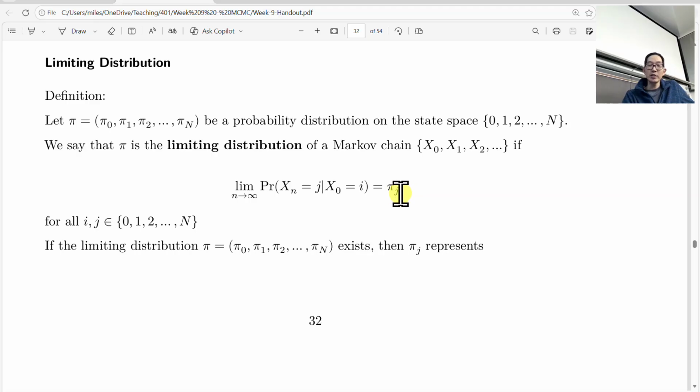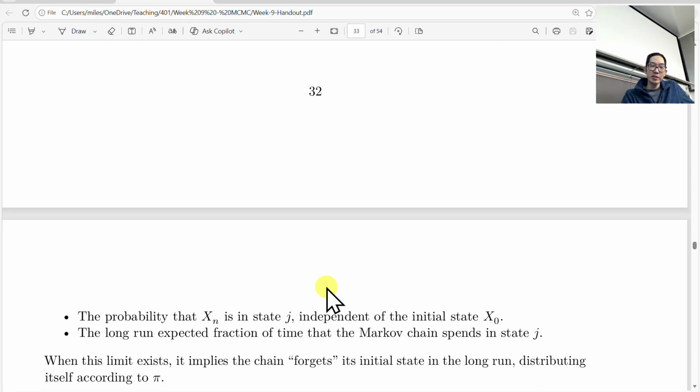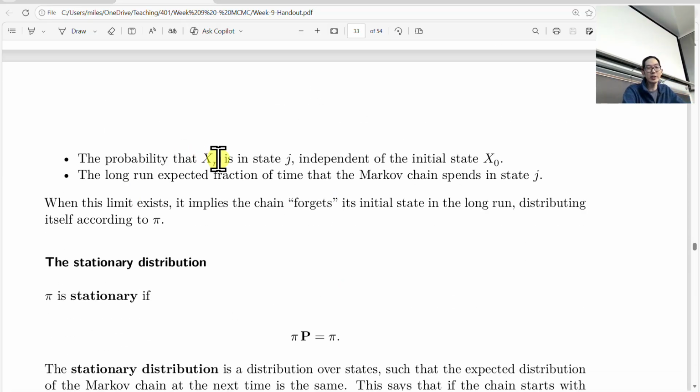And so if that limiting distribution exists, it's the probability that X is going to be in state j, independent of the initial starting state. And basically, it's just like, in the long run, what fraction of the time does the Markov chain spend in that particular state? And so if that limit does exist, what that means is that this Markov chain basically forgets its initial state and in the long run reaches some distribution according to pi.